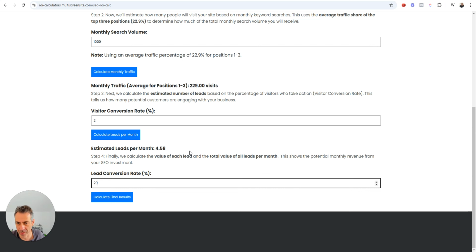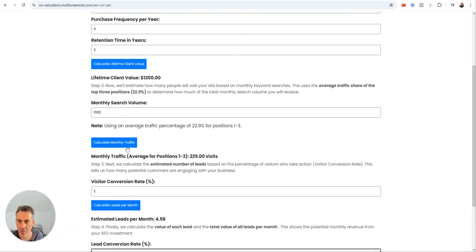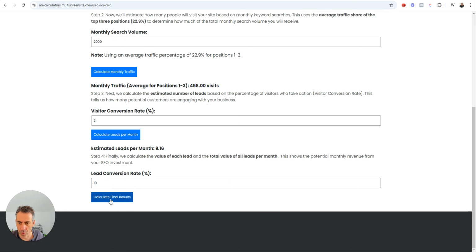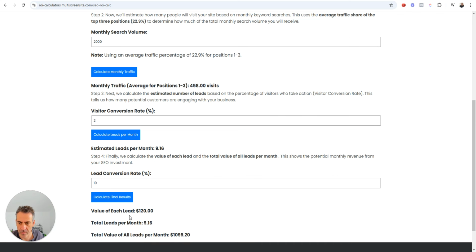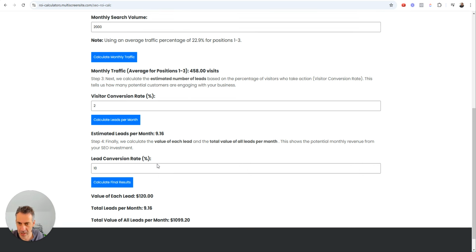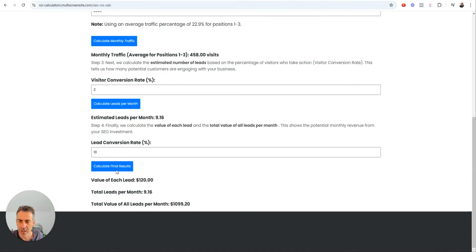The reason I'm choosing 20% is because, you know what, I'll go with 10%, but I'll increase the volume here. Otherwise, we won't even get 1 sale. Okay? So it's not rounding up, but this calculator is very simple. It means basically that the value of each lead would be $120. Total leads per month, 9.16. Total value of leads per month, almost $1,100.